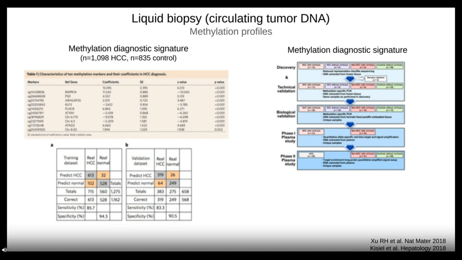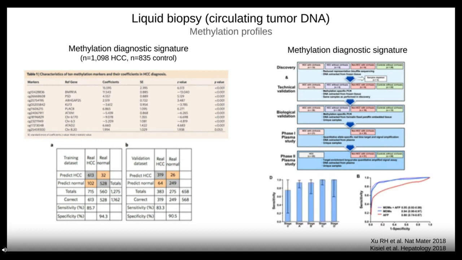The second study was done in the US, at the Mayo Clinic. Very similar design, case control, also reported very high data in terms of sensitivity, around 80% for early stage. Now, both studies have the same problem. And the problem is that the majority of patients with HCC that they included have advanced stages. They're not at early stages.